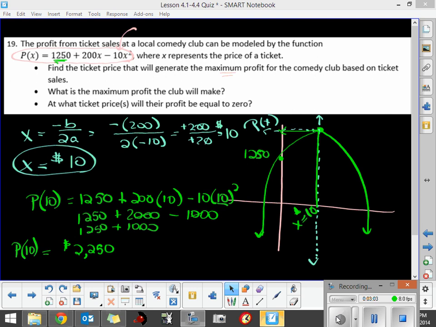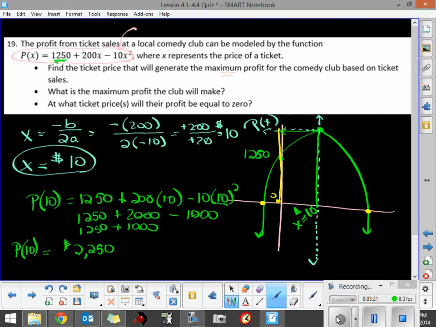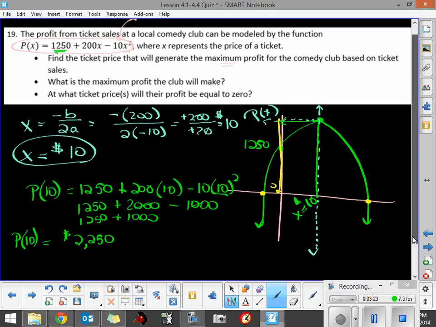The third bullet or question said, at what ticket prices will their profit be equal to 0? Well, that's another reason why I did the graph. I wanted to illustrate where your profits are 0. Your profits are 0 when your graph or your curve hits the x-axis. So this is where our profit goes down to 0. So what are those prices that will give us a profit of 0?